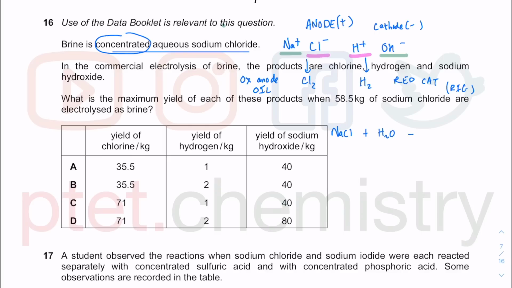To balance the equation, I need the H2O there, giving me NaOH, giving me H2, giving me Cl2. To balance the equation, 2 NaCl there, 2 NaOH, and I need 2 water as well.